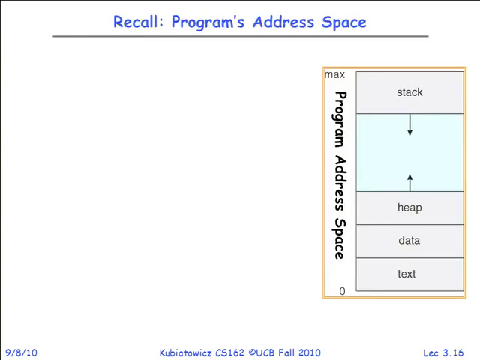So let's recall the program's address space. Here is a little bit more information than we normally talk about. Here's 0 up to whatever the max address is. And oftentimes we have the text area, which is where the instructions are. And then we have data, which is static data that's allocated at the beginning of the program. And then we have an area called the heap and the stack.